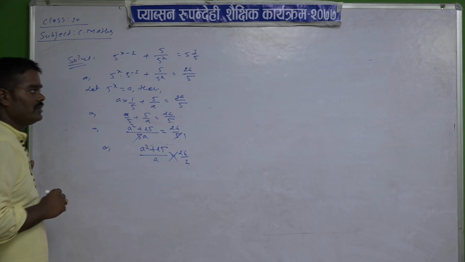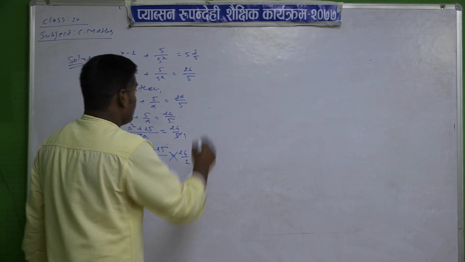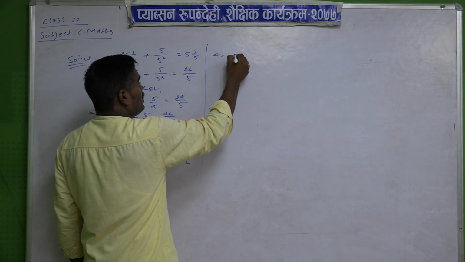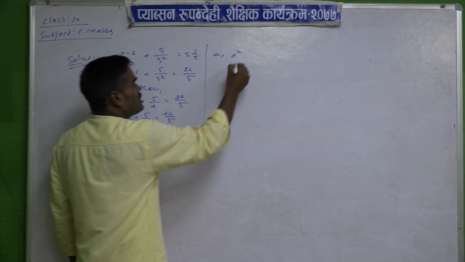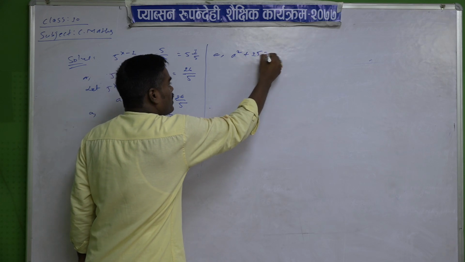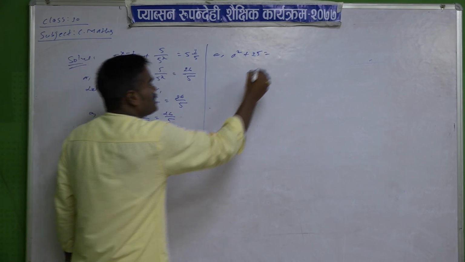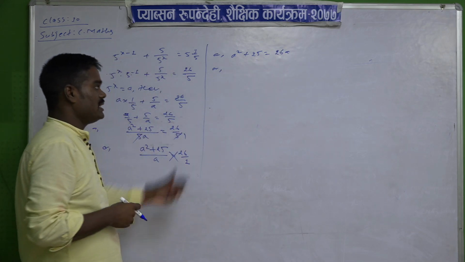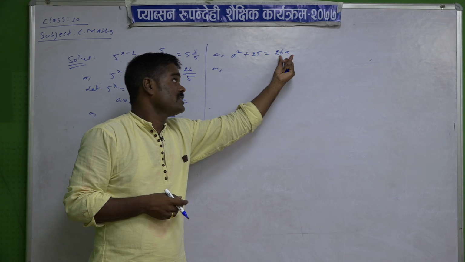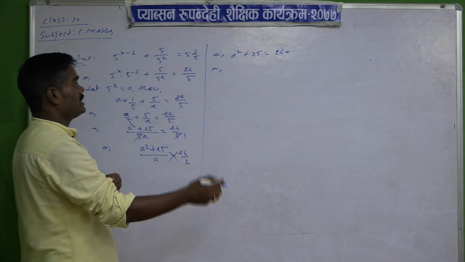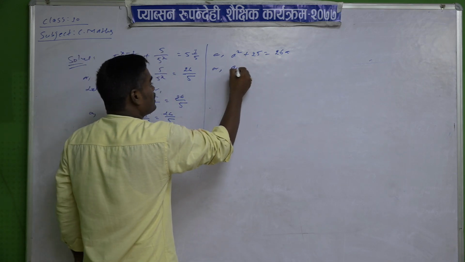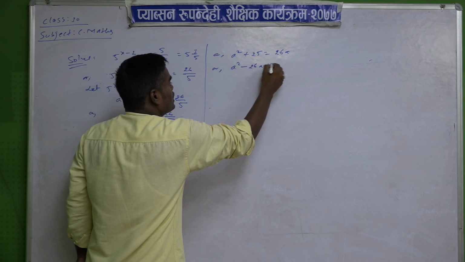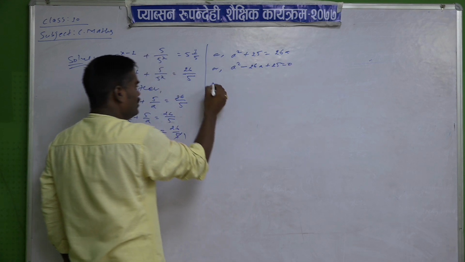Now we have to do cross multiply. So, 1 into a square means a square, 1 into 25 means 25, a into 26 means 26a. Now whatever is in the RHS we have to transpose to the LHS. So, a square minus 26a plus 25 equal to 0.